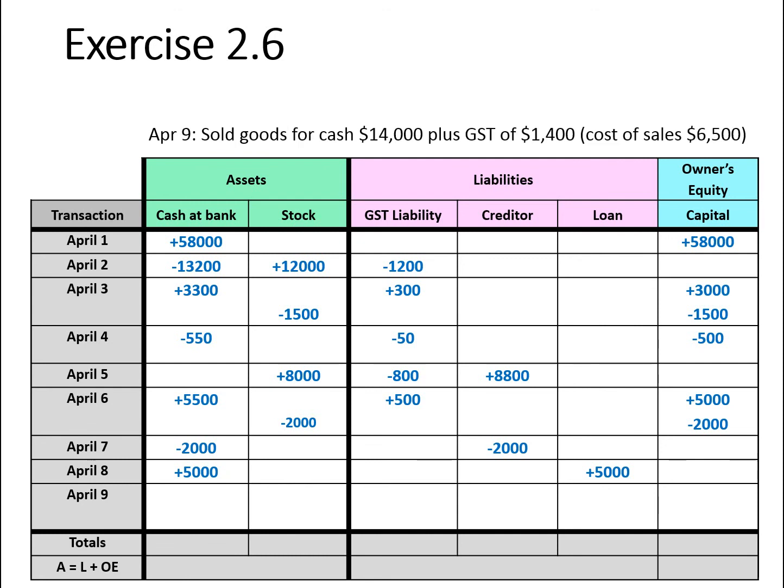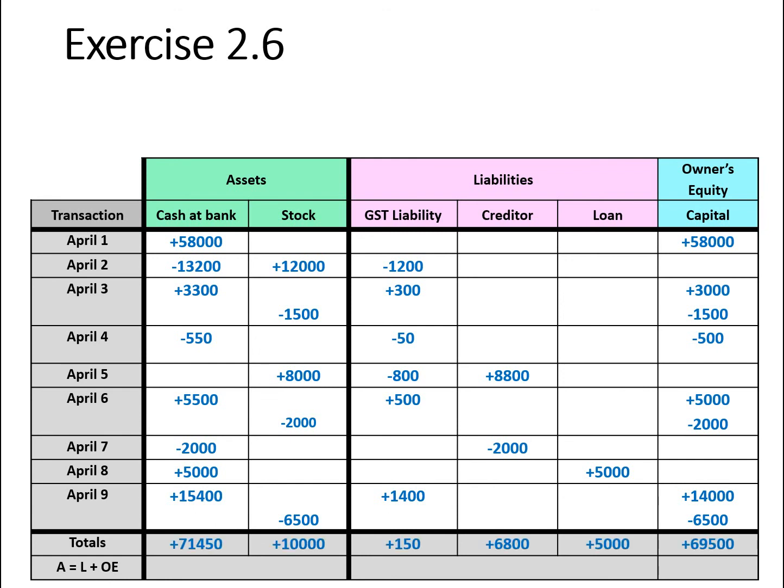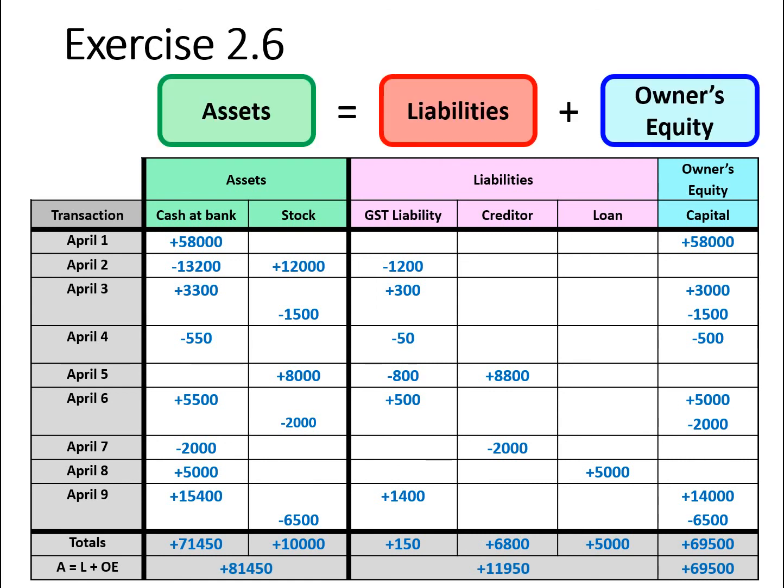And lastly, sold goods for cash, $14,000 plus GST, with a cost of sale of $6,500. So straightforward transaction now. Cash goes up, GST goes up, and so does revenue. And we have to sacrifice inventory to make it, which is a cost of sale. Total up our columns in the bottom row, so that total assets, liabilities and owner's equity, and then total each section up, we get $81,450, $11,950 and $69,500. Let's just check that actually works and does balance. Assets of $81,450 must equal liabilities of $11,950 plus owner's equity of $69,500, and it does balance.